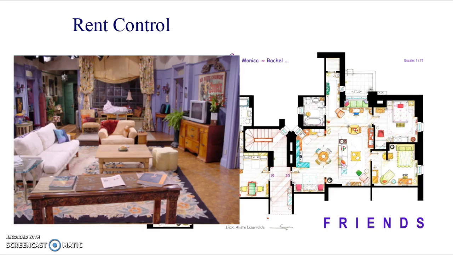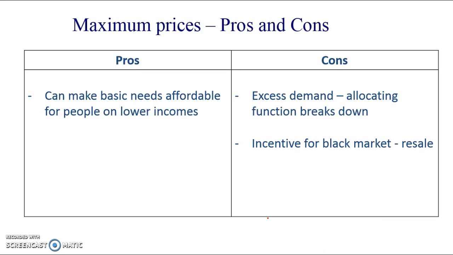So it's actually a very small percentage of people that live in New York that have these kind of rent control conditions, but it's usually what's used in TV shows where the characters have a massive apartment. They say, oh, it's rent control. So pros and cons of maximum prices.